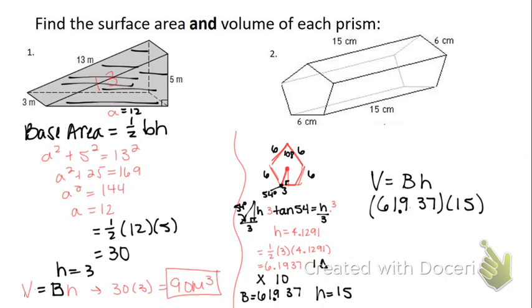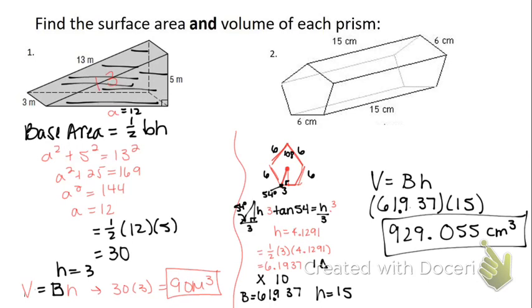I dropped my stylus. Can you say that again? 929.0. Did anybody get anything else? Okay, so this is centimeters cubed. And that is the lesson there.